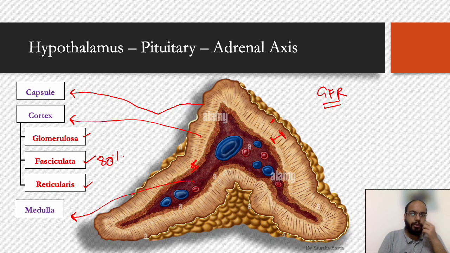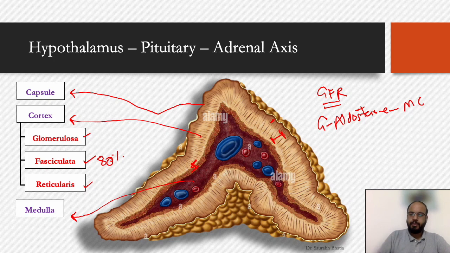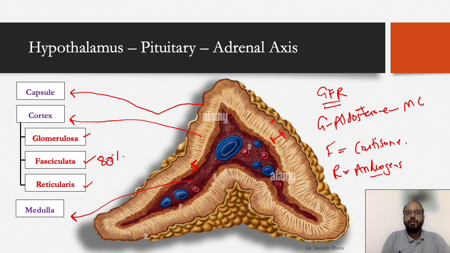Clear? Now, what glomerulosa does is, glomerulosa releases aldosterone, which is the endogenous mineralocorticoid. It is a mineralocorticoid which will act on the kidneys and maintain the blood pressure. Clear? The fasciculata will secrete your major steroids, which is cortisone. Okay. The reticularis will secrete androgens. And these androgens will go into the gonads and convert into testosterone and estrogen. Clear? We won't be discussing that, we will just be discussing cortisol. And medulla is going to secrete catecholamines like adrenaline, noradrenaline. Let me just write it clearly. Medulla is going to secrete catecholamines. Clear enough? So we'll be dealing with only fasciculata.